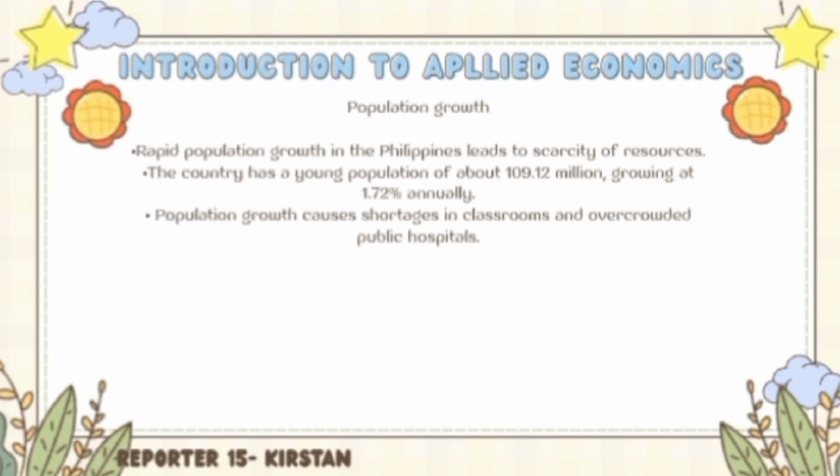Population growth causes shortages in classrooms and overcrowded public hospitals. Because there are too many people, schools lack enough classrooms and public hospitals become too crowded. So this makes services harder to access.